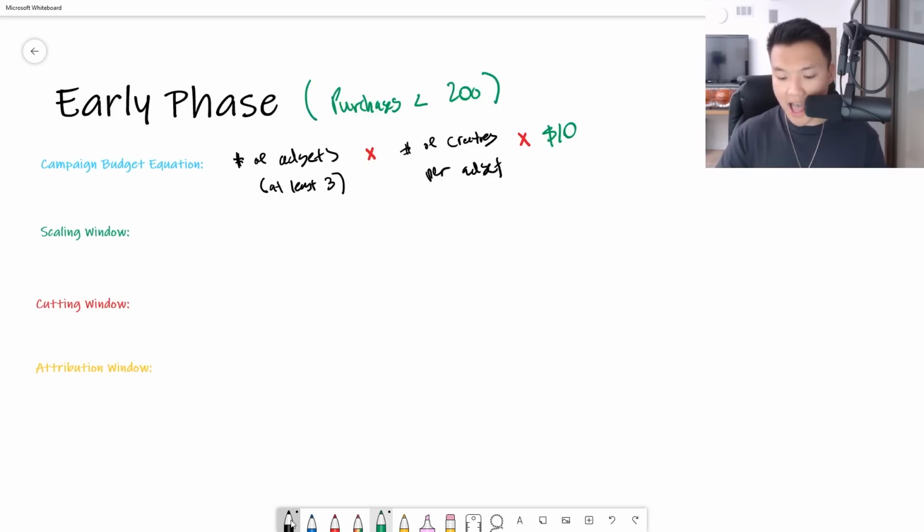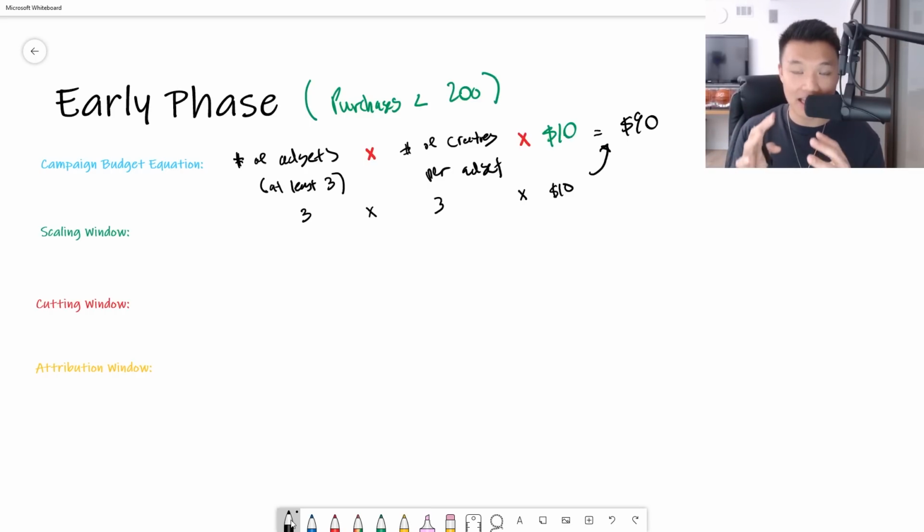So let's go ahead and do this equation. What is the minimum CBO budget someone should be starting out on? Well, you're going to take 3 ad sets, okay? And you're going to multiply by the number of creatives, which should at the minimum be 3. And then you're going to multiply that by $10. So this all feeds into being 9 times 10, $90. So if you want to start running Facebook ads day one, you should spend at least $90 in daily budget, all right? And that is the equation on how you determine the budget level for your campaign.